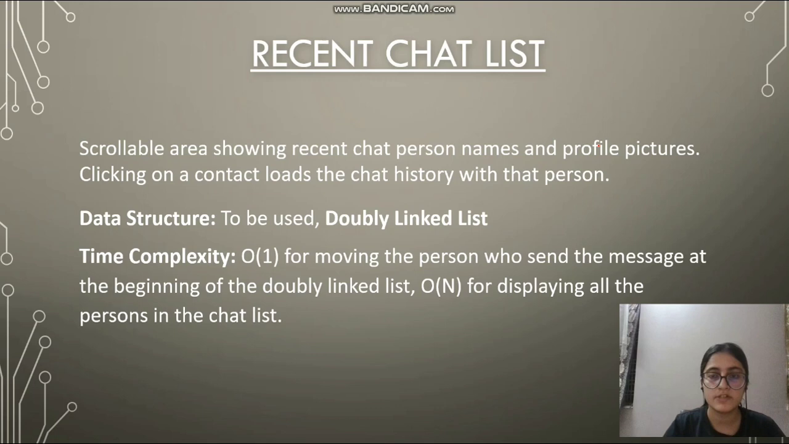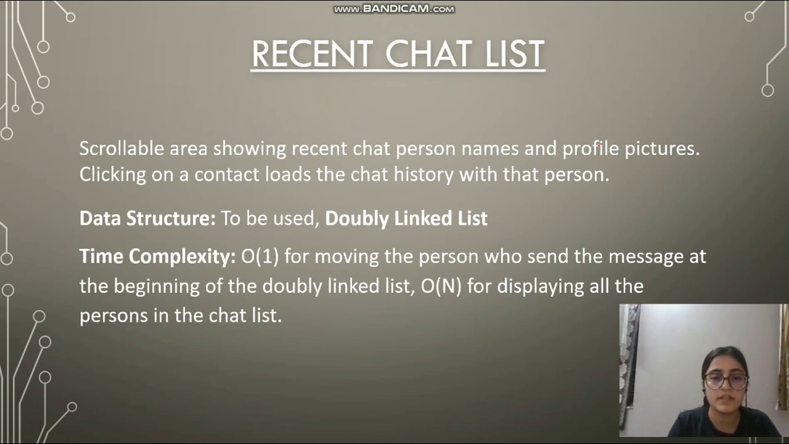The next feature is recent chat list. In this, we will show the chat person's name and profile picture. If we click on the contact, it loads the chat history with that person. The data structure used in it is a doubly linked list.